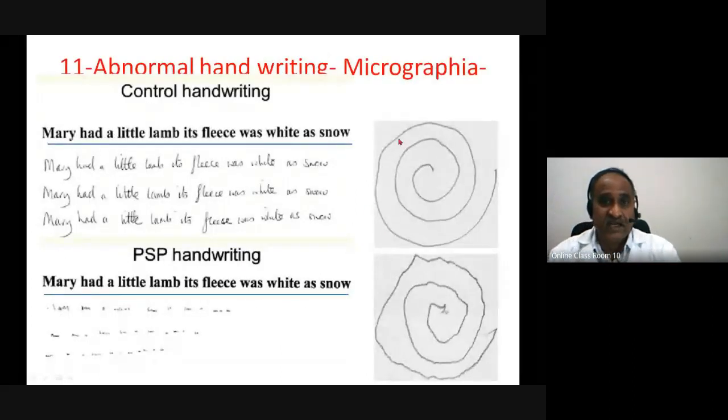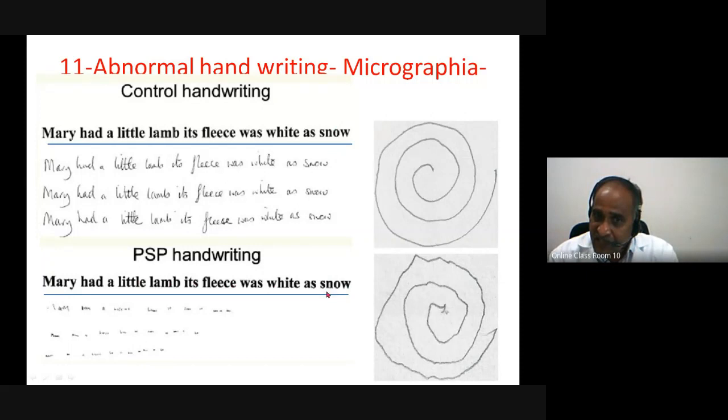Then comes handwriting, abnormal handwriting, what is called micrographia. This is the handwriting of a normal individual: Mary had a little lamb, its fleece was white as snow. This is a normal person. He has written it 3 times. Here is the same thing: Mary had a little lamb, its fleece was as white as snow.